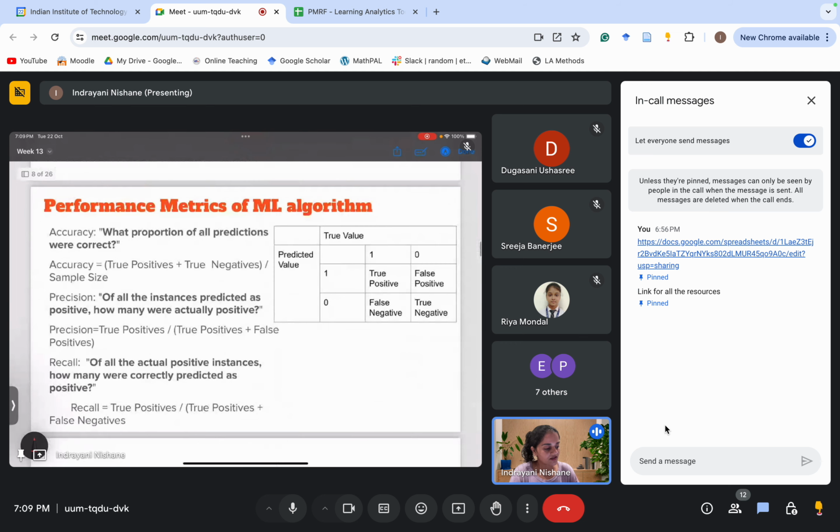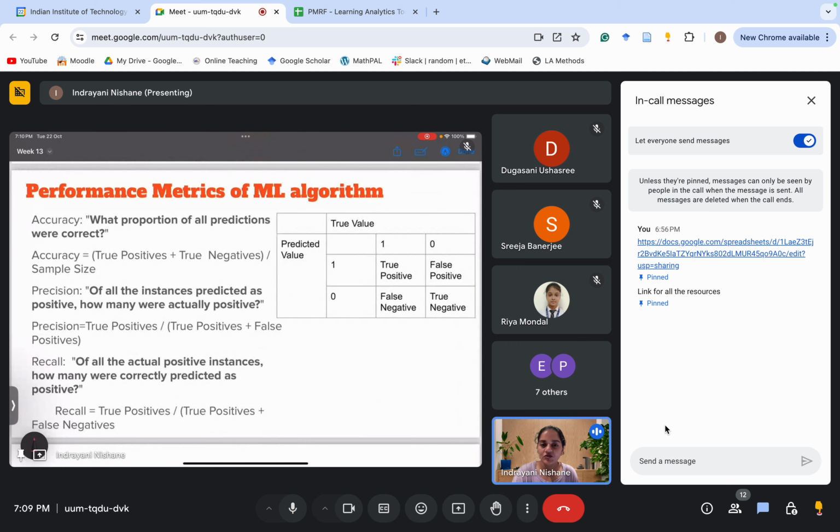So next, we are now almost in week 2 or week 3 maybe. Performance metrics of machine learning algorithms. Now you will understand this part better, because we have seen how predictive analytics works, how regression works. So now we know what the predicted value is, and what the ground truth or true value is.